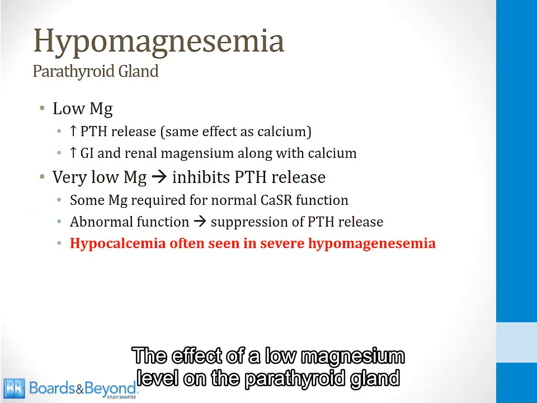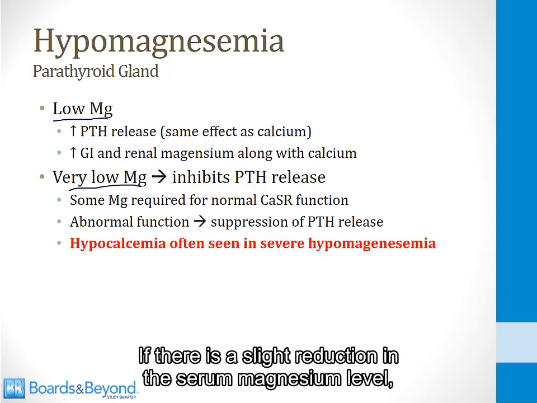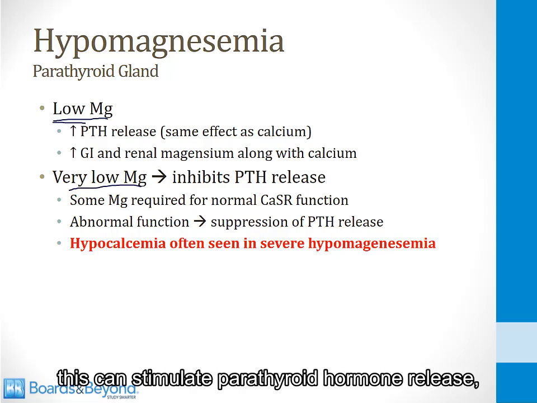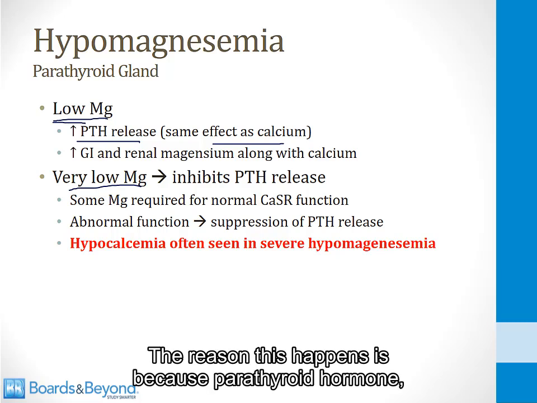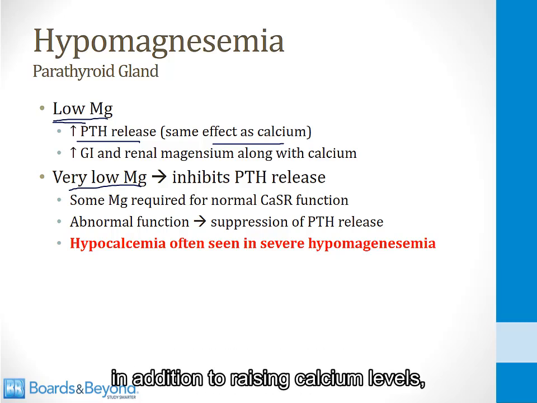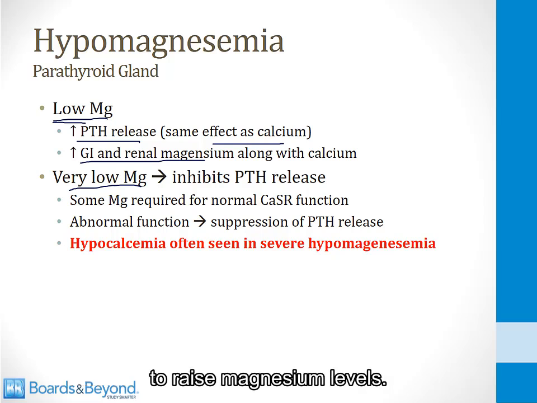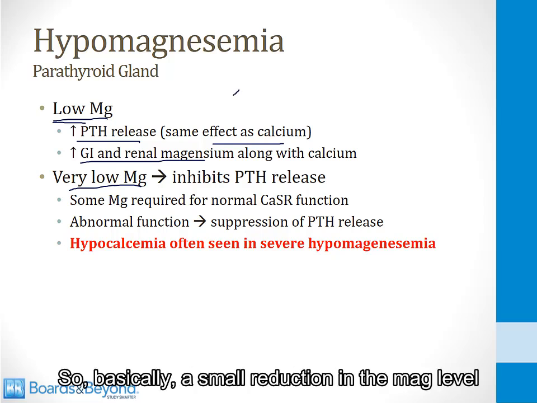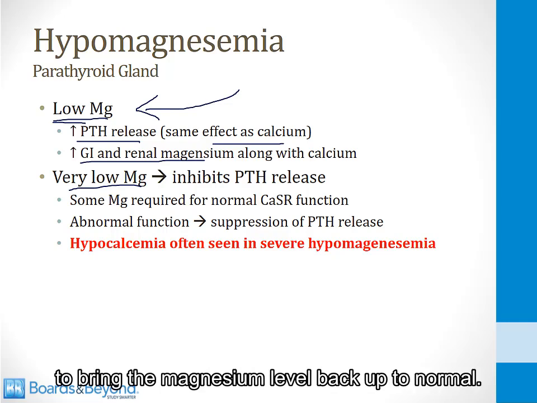The effect of a low magnesium level on the parathyroid gland depends on whether the level is a little bit low or very low. If there is a slight reduction in the serum magnesium level, this can stimulate parathyroid hormone release, just like hypocalcemia does. The reason this happens is because parathyroid hormone, in addition to raising calcium levels, can increase GI and renal magnesium reabsorption to raise magnesium levels.